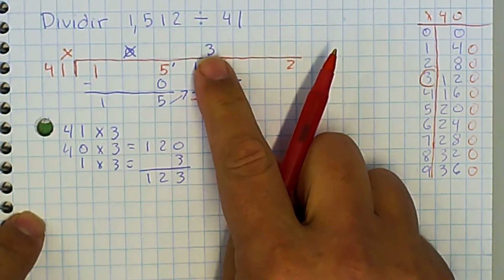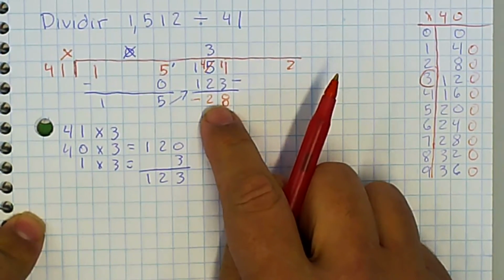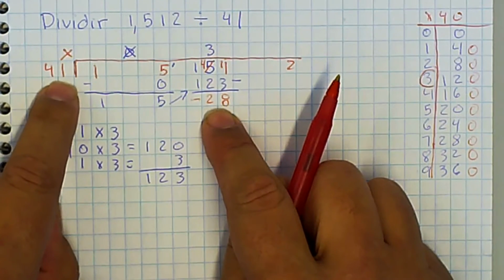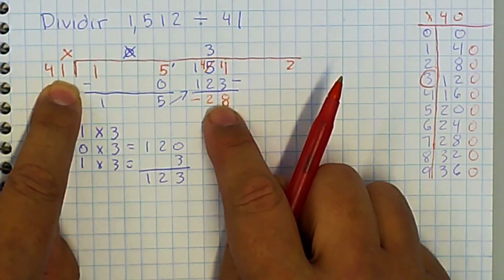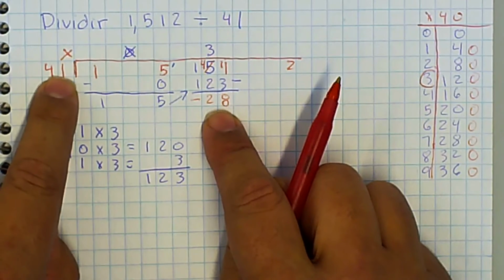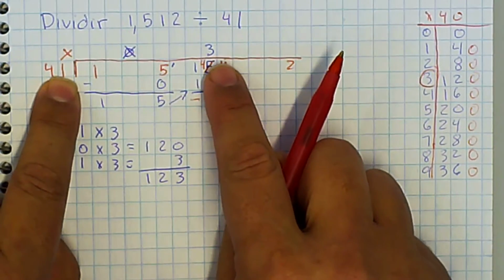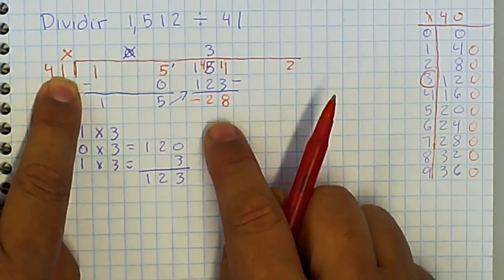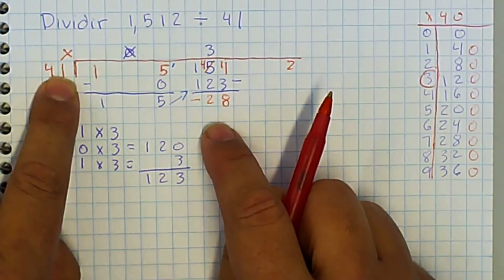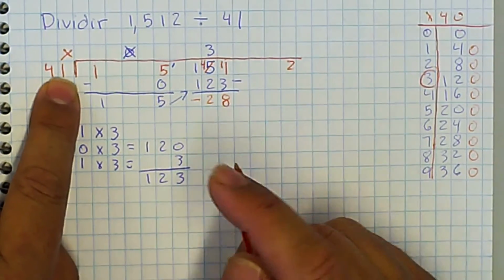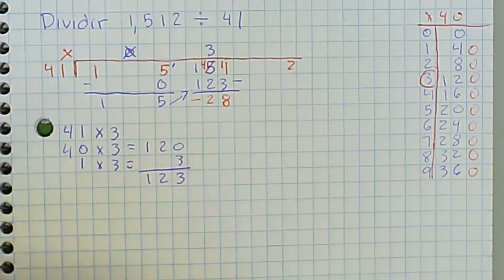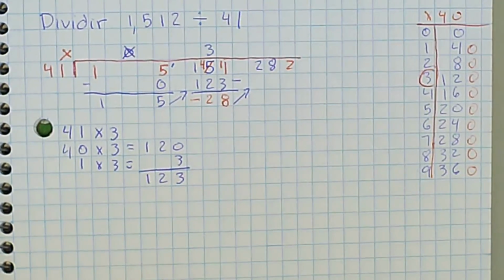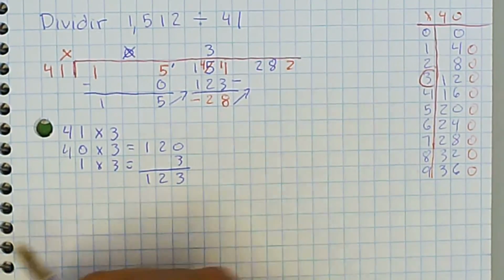Now, I know I chose the correct number because my difference here, 28, is less than my divisor, 41. If this difference would have been 41 or greater, then that meant that I would have had to use not 3 but 4. But since 28 is less than 41, that's perfect. I don't need to worry about it. Now, I'm going to bring down the 2. That will be 282.